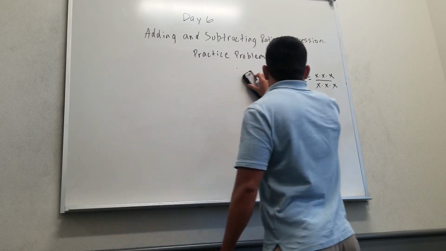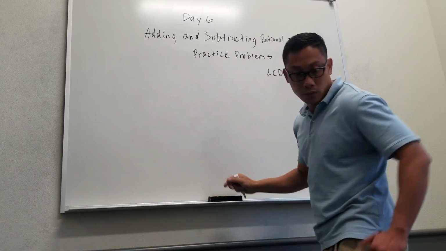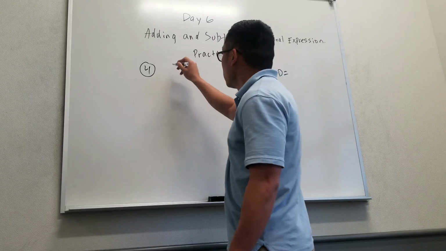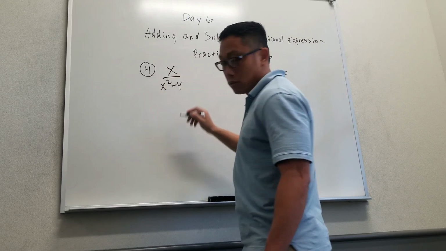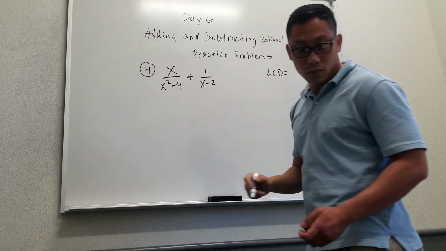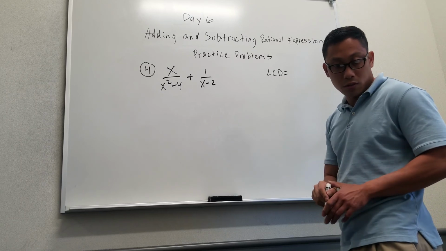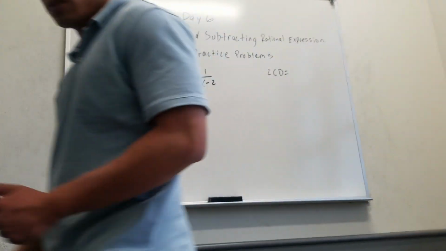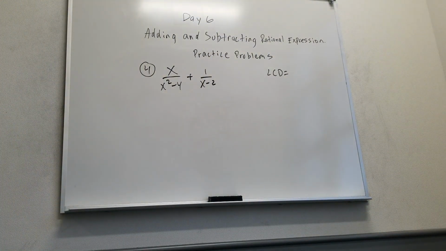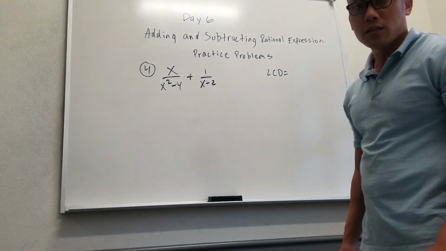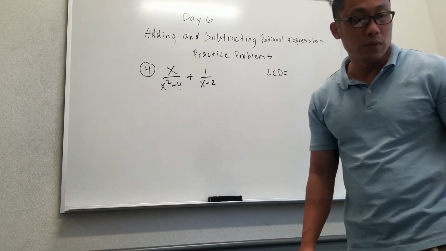Boom, boom, boom. Okay, let's do 4. x over x squared minus 4, plus 1 over x minus 2. Okay, try it out. Most likely today is going to be a short day, so I'm letting you guys take the time and do it. Pause the video if you need to.